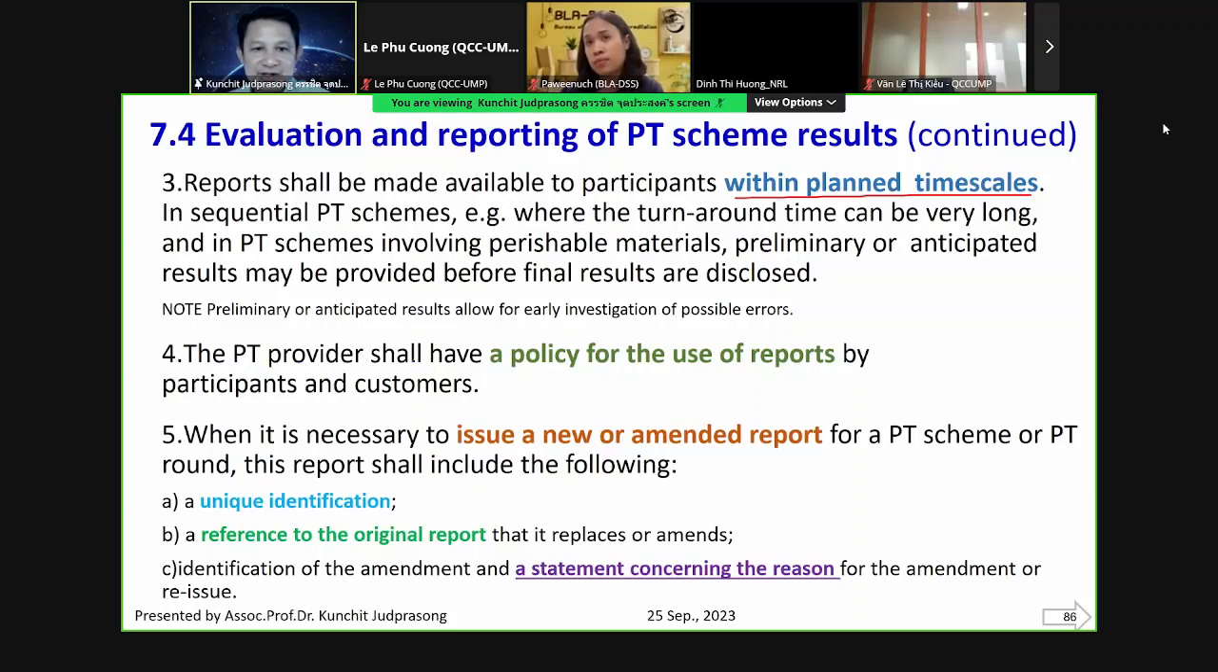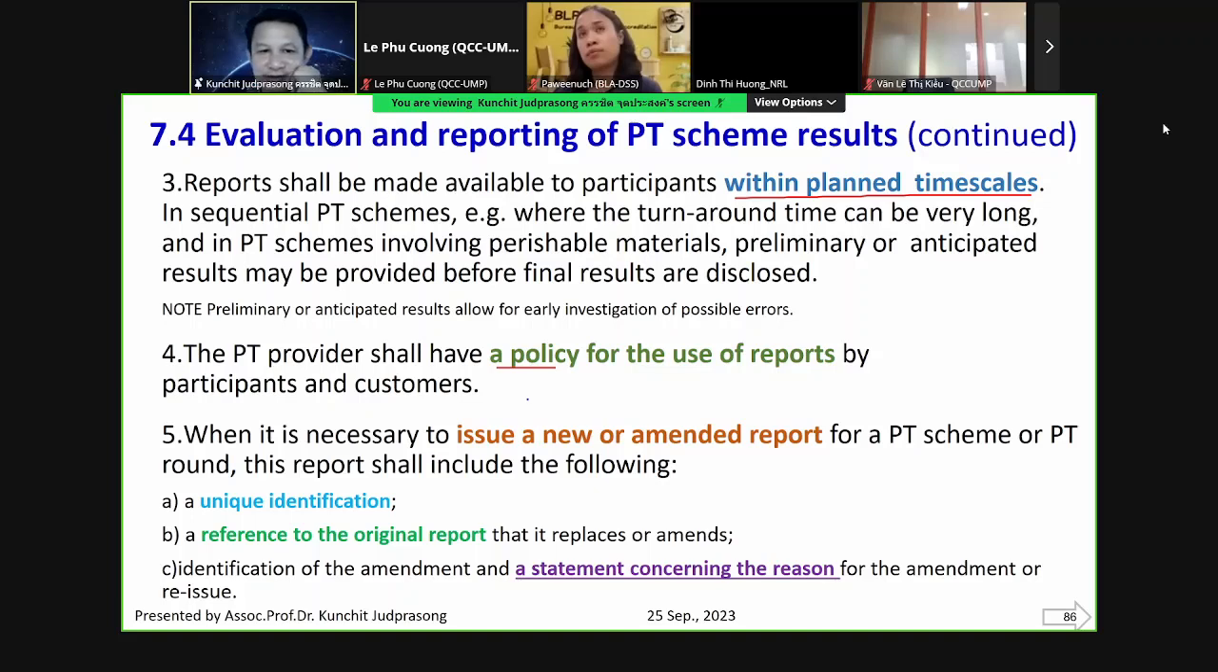The PT provider shall have a policy on the use of the report by participants or customers. So, do you allow other laboratories that did not participate, or other regulatory bodies, to ask you for the report, and they may use it in the future? For example, maybe Thai FDA wants to know the performance of laboratories in Thailand. So we cannot provide which lab passed and which did not.